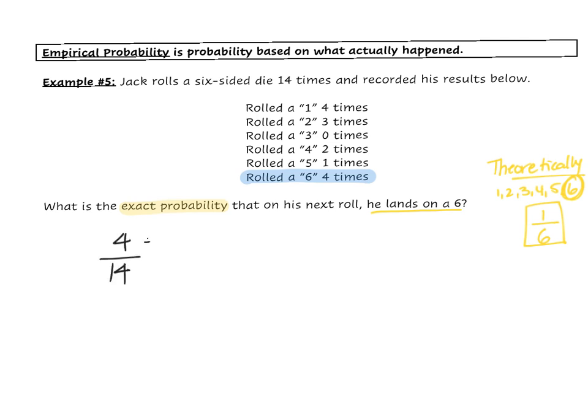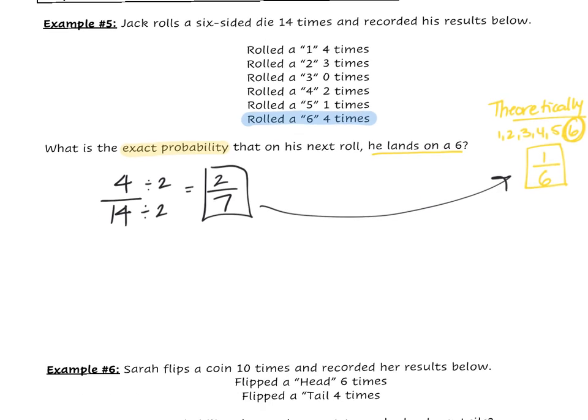Now, if we simplify this a little bit by dividing top and bottom by 2, we would get 2 over 7. Now, is 2 over 7 exactly the same thing as 1/6? No. This is what should happen, and this is what did happen. So based off of what happened these 14 times, his probability is 2/7, where theoretically it should be 1/6. All right, let's move on to the next example.